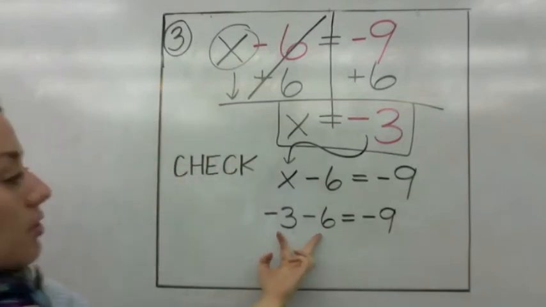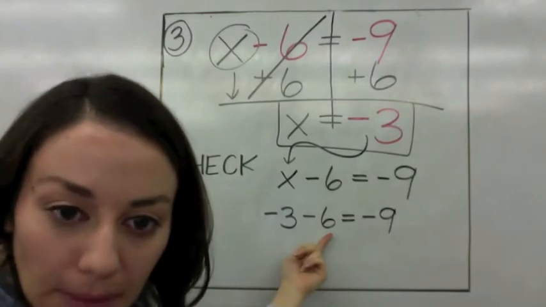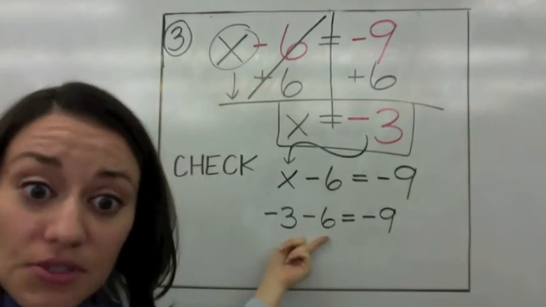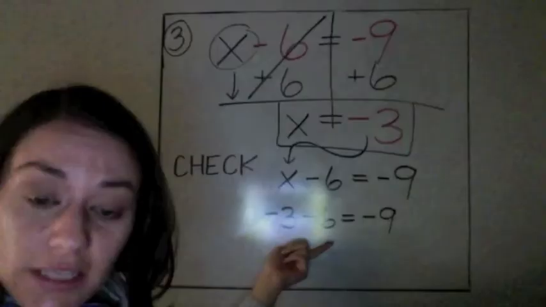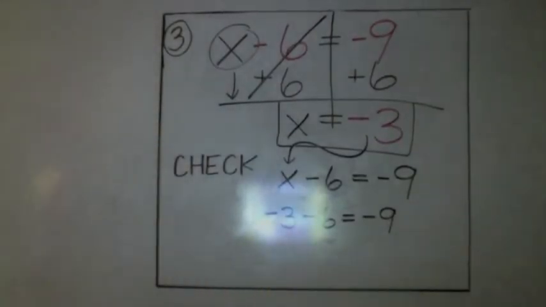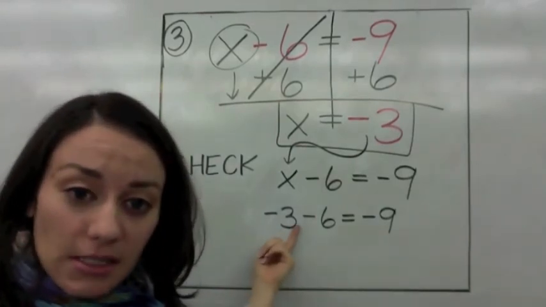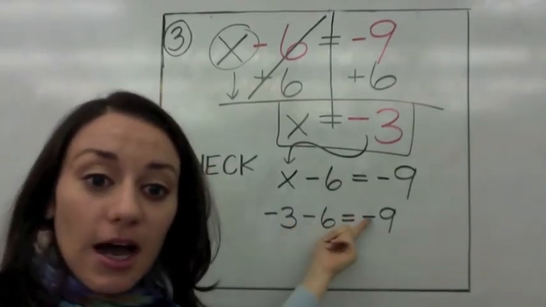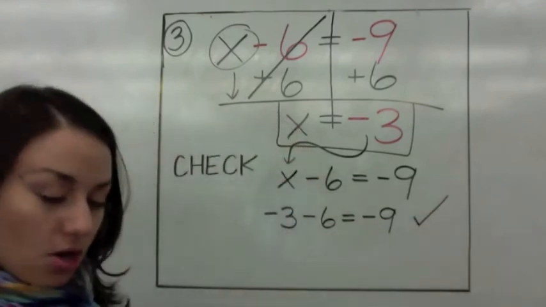Okay? Do these numbers have the same sign, negative 3 and negative 6? Are they both negative? Right. So you know when you have same signs, add them, right? 3 plus 6 is 9 and keep the negative. So this is correct. Okay, go ahead and get that down.